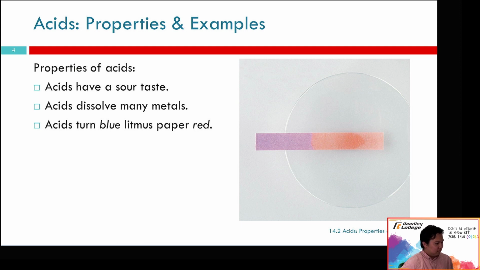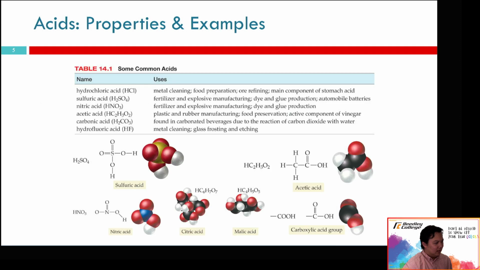Properties, an example. So acids have a sour taste. They dissolve many metals, and they turn blue litmus paper red, which is sort of just, if we were in the lab, we would do this, and you could test and see if something is an acid. Litmus paper actually has a cool story. I believe it was derived from a lichen. You can look that up.